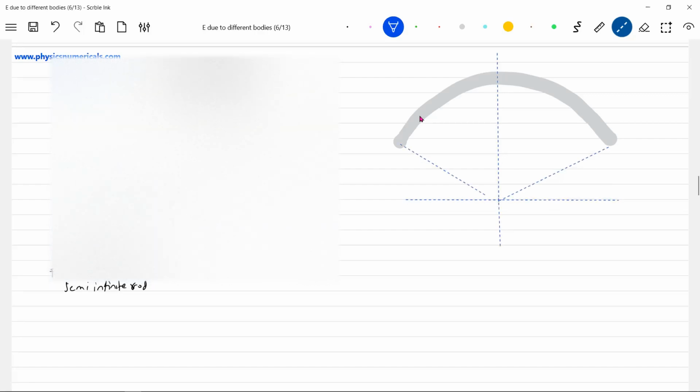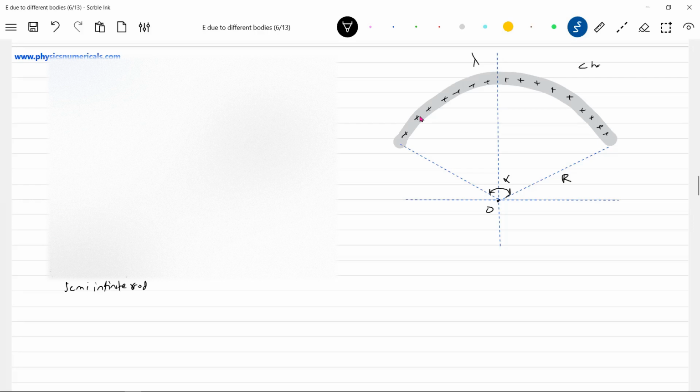Okay, this charged arc will subtend an angle alpha. Let the linear charge density be lambda. Let R be the radius. You have to find out the field strength at the origin.